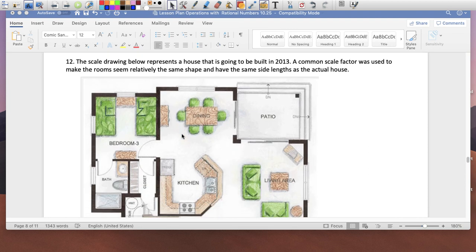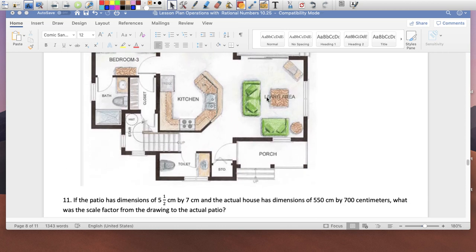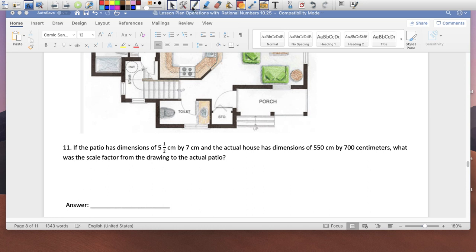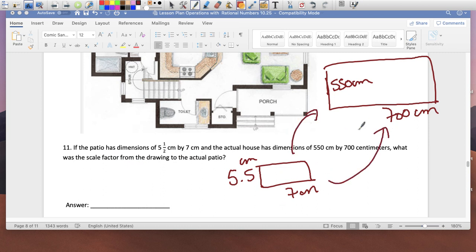Scale drawing. The patio. Where's the patio? Right here. It's 5.5 by 7. So I'm going to redraw that. 5.5, and this is 7. But in actuality, the actual patio is 550 centimeters times 700 centimeters. Notice that the units are the same, so we're trying to find the scale factor. All the units have to be the same. What's the scale factor from the drawing? This one is pretty easy, right? You can see that's from small to big. What's the scale factor? Times 100.